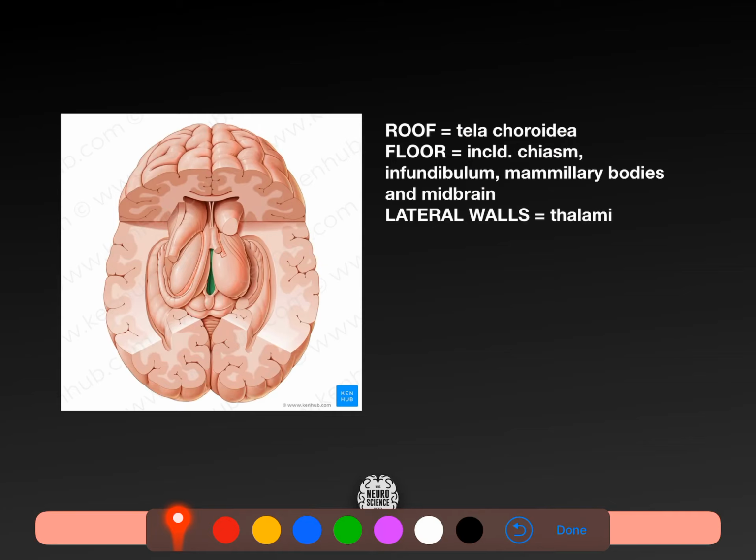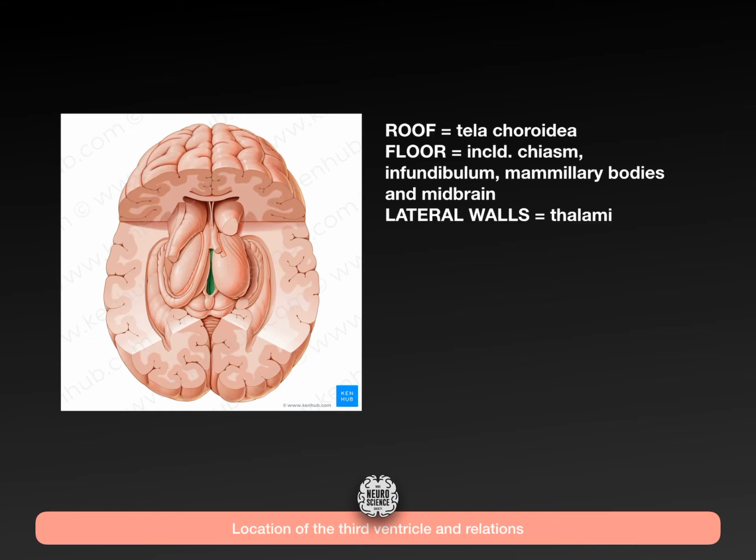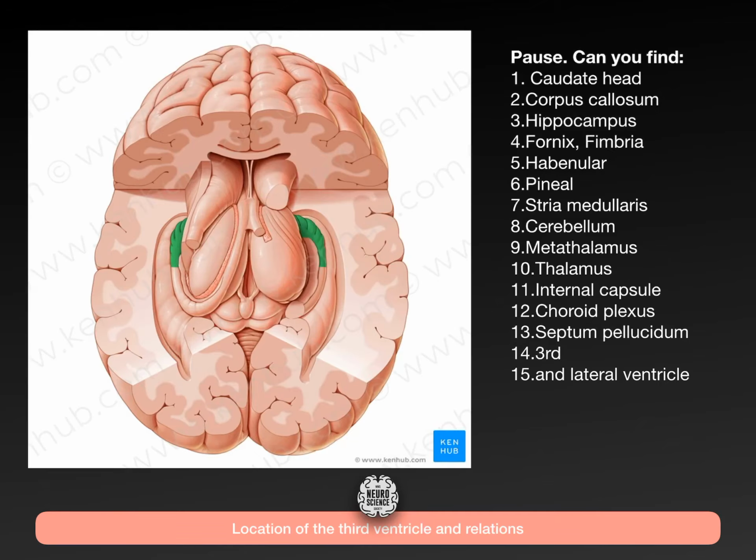So, the roof will be comprised of the tela choroidea, that choroid plexus-like thing with some meninges. The floor will include the optic chiasm. So you've got your chiasm more anteriorly, you've got the infundibulum running down, you've got the mammillary bodies posteriorly, with some hypothalamus here and some more brain matter along here. The lateral walls are the thalami, here and here. So just have a think about that. That's the area of the third ventricle. It was a whole learning outcome in Moxham, so it's worth paying a bit of attention to.